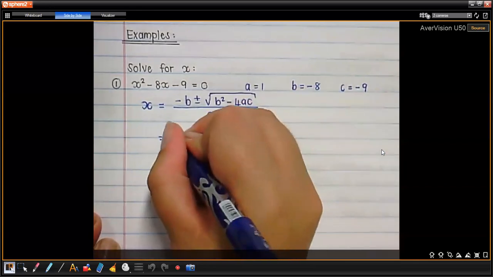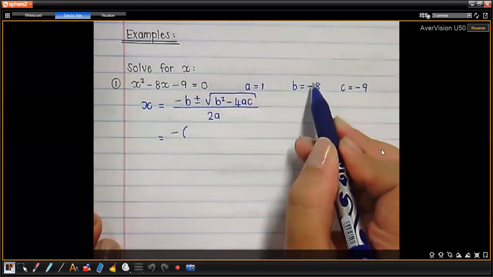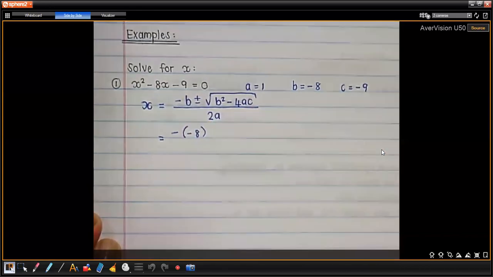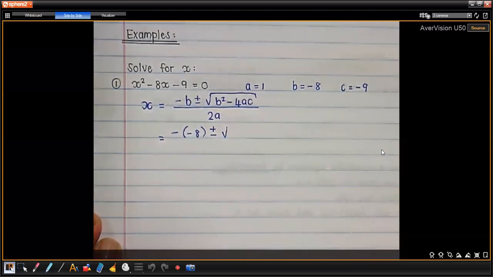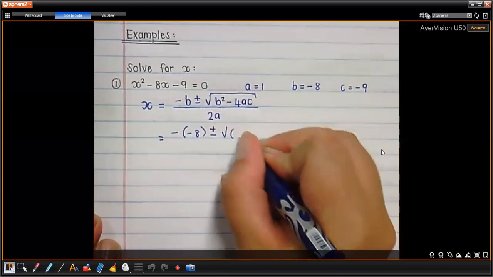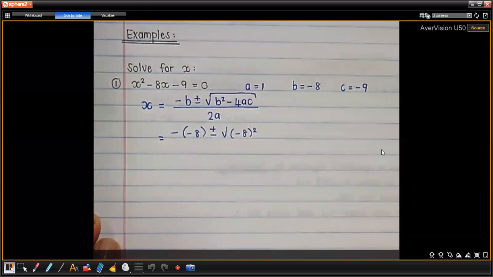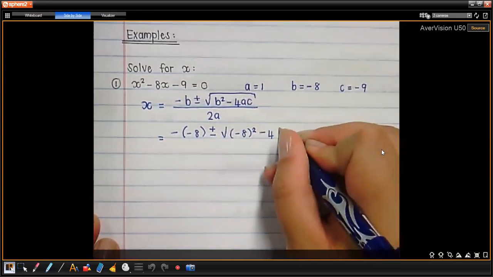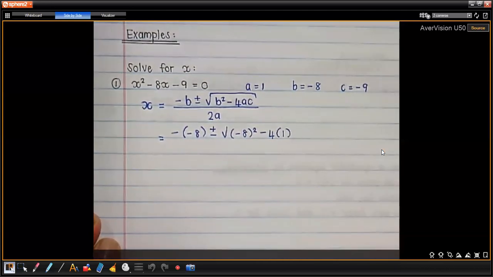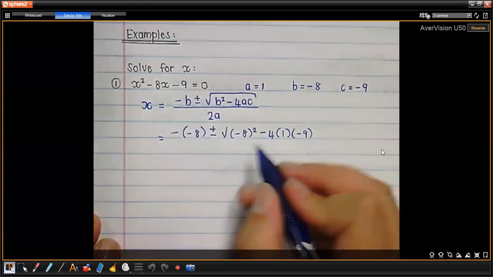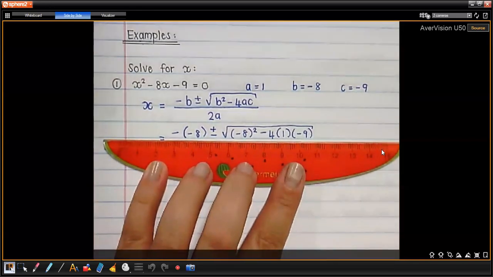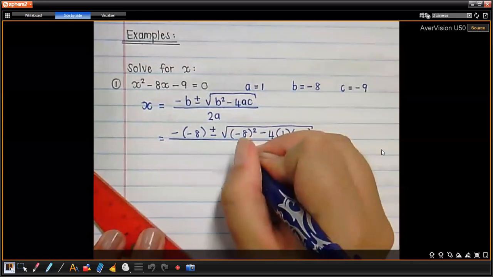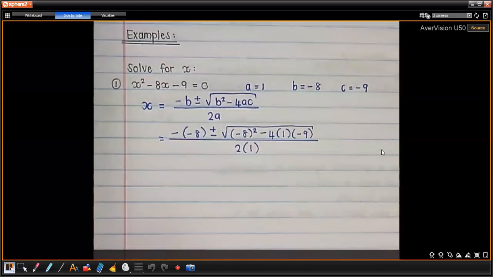negative b. So negative, what is my b value? Negative 8. You see why I'm putting that in brackets? Because we actually have two negatives next to each other. Plus or minus the square root of b squared. The b value is still negative 8. So we're going to do negative 8 squared minus 4 times a, which is 1, times c, which is negative 9. And that is then all over 2a. So 2 times 1.